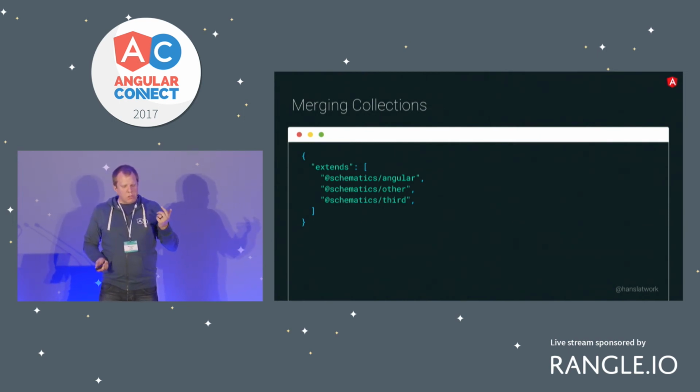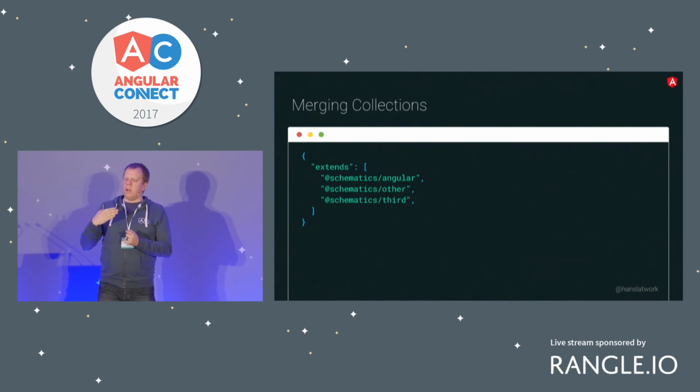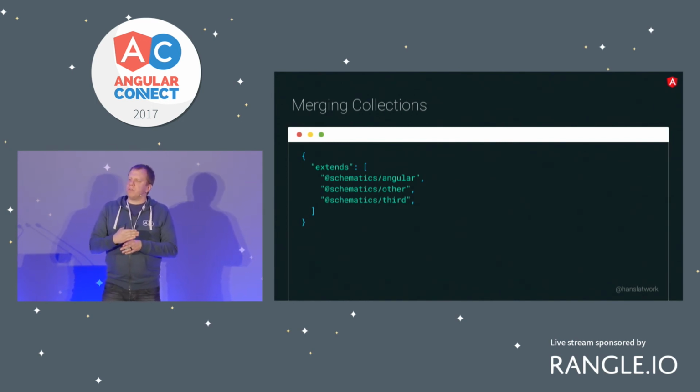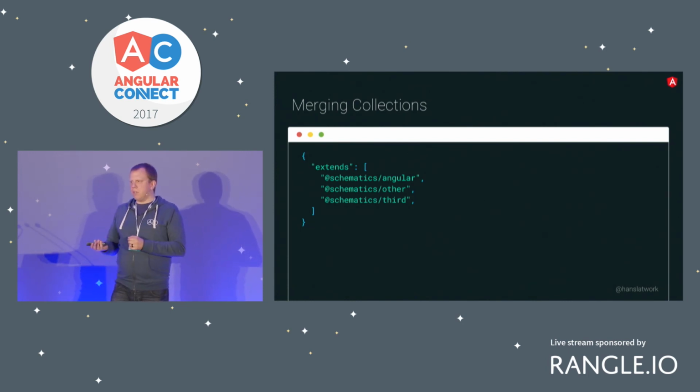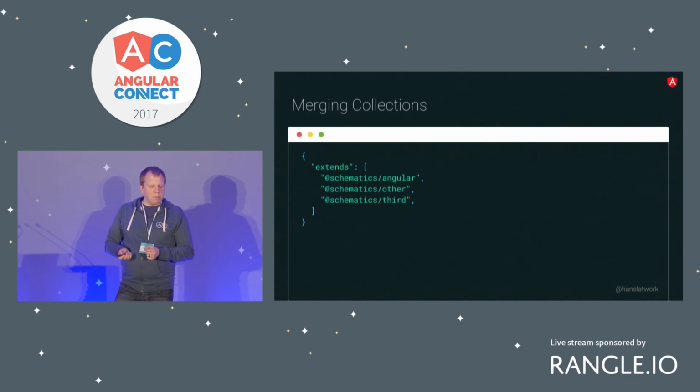You can merge multiple collections, so we're going to allow you to merge multiple collections with different override options, if you want to override some schematics from one collection with schematics from another collection. If you have a company that has multiple collections, and for a project you need several of them, then you can just merge them together and export them so that people can use them in ng generate.